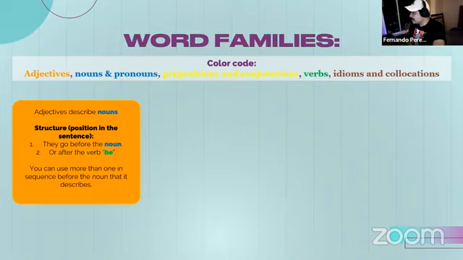Technically, this information, guys, is everything we saw in level B1, in the previous level. All this information was about the previous level. Any questions?